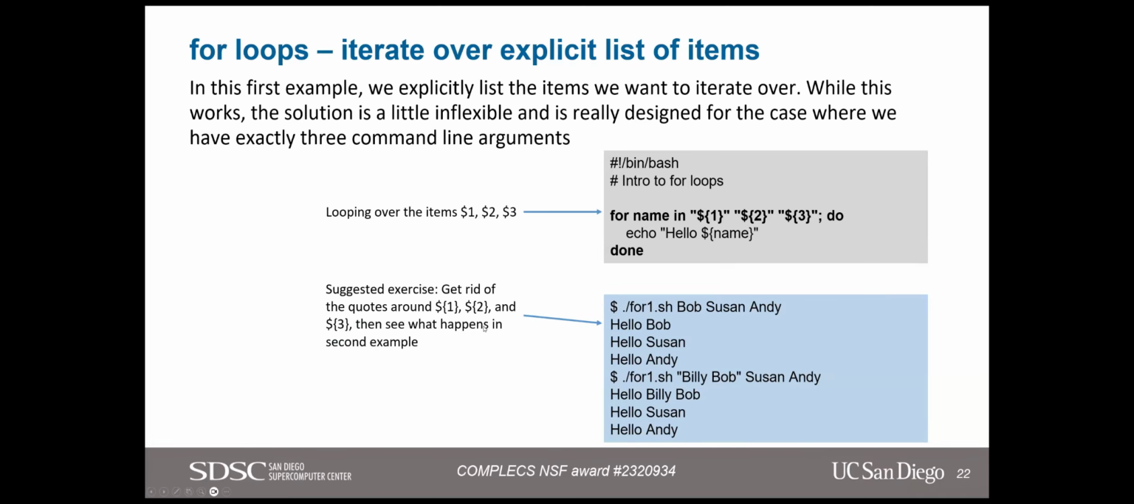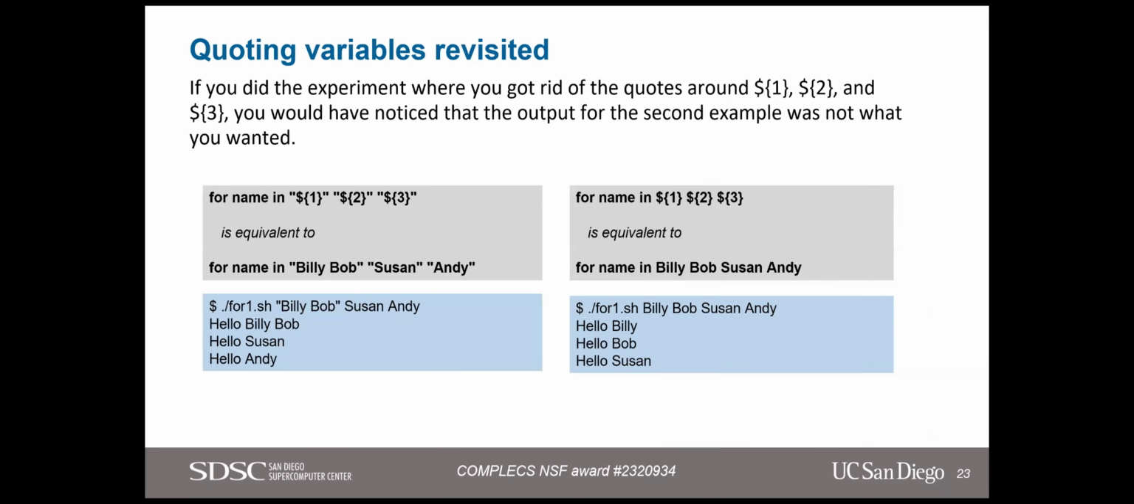It provides a suggested exercise to get rid of the quotes around the $1, $2, and $3, and then see what happens in the second example. So let's look at that. In the correct statement, we use the quotes around it, and so what it interprets is: for name in, and Billy Bob is in quotes, Susan is in quotes, and Andy is in quotes. So they're all individual. And so then it will respond to you, hello Billy Bob, Susan, and Andy.